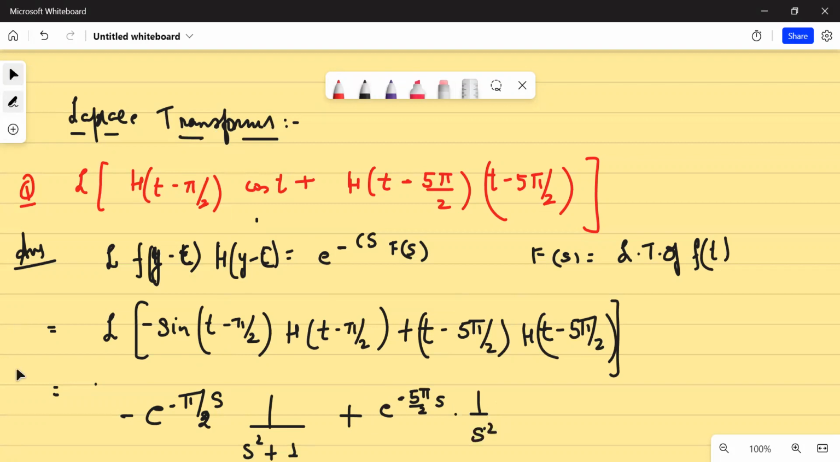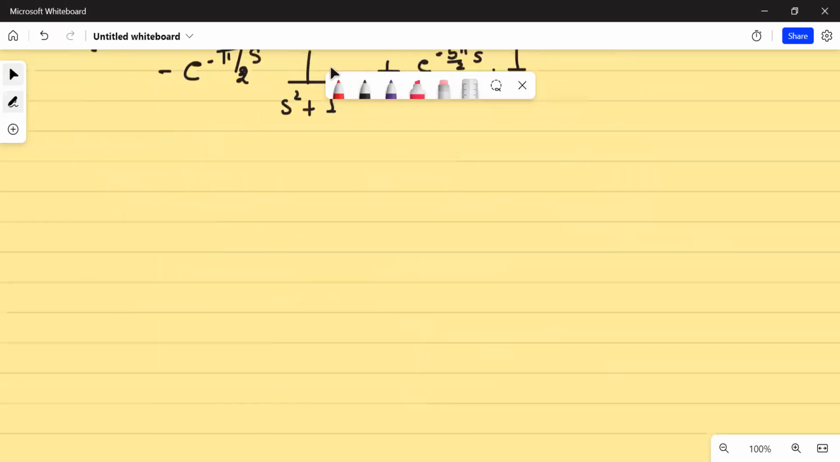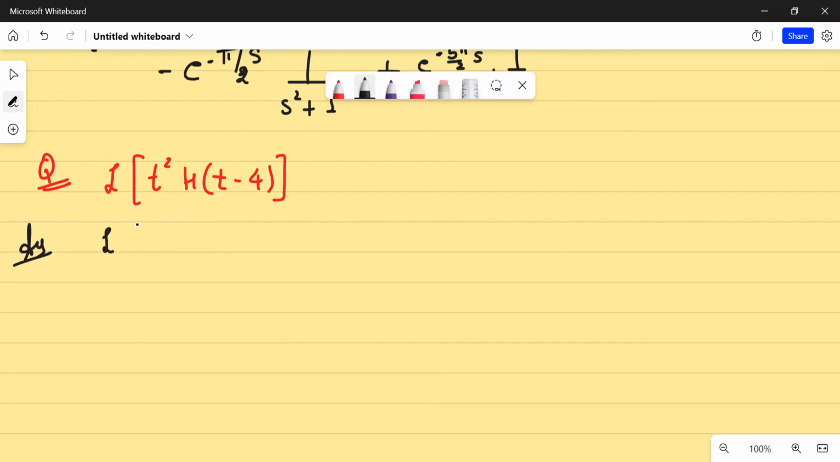Now let us do a few more based on this. What will be the Laplace transform of t square times h of t minus 4? So how to find this? Yesterday also I told you, whenever you have this kind of thing, try to write everything in the form of t minus 4, so t minus 4 whole square.